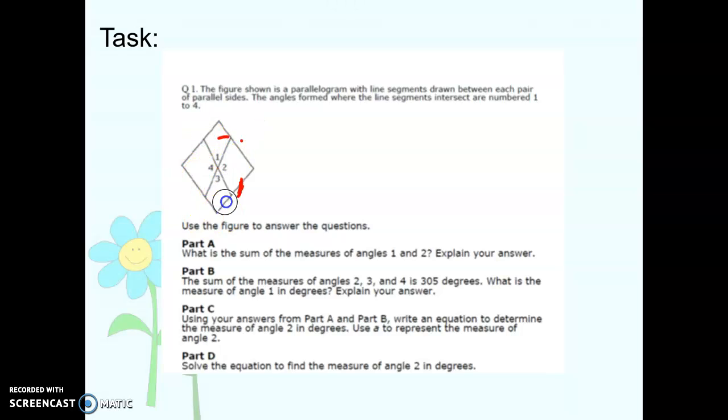Okay? So then, after you solve that, part C says using your answers from part A and part B, write an equation to determine the measure of angle 2 in degrees. Use the letter A to represent the measure of angle 2. So basically you have to take what you've done in A and B. You've already found some of those angle measures to show how we're going to find angle 2. You guys may write that in different ways, and that's okay. And then part D says solve the equation to find the measure of angle 2.